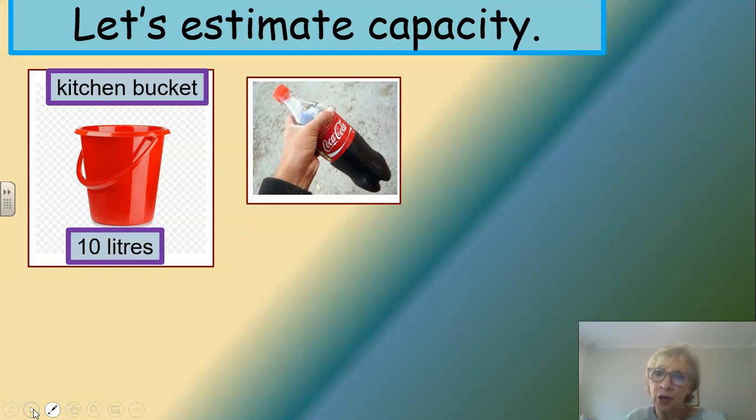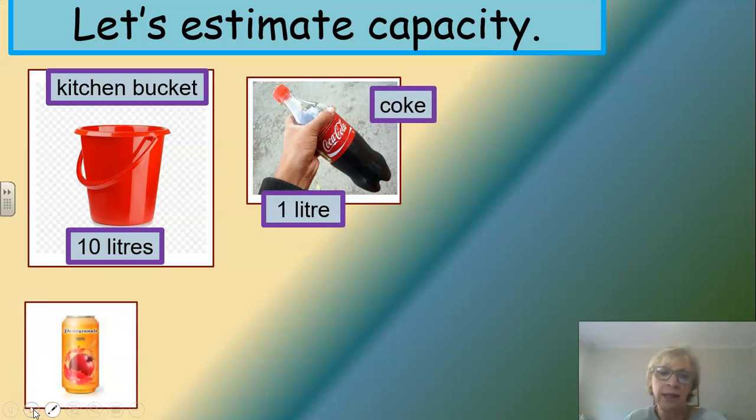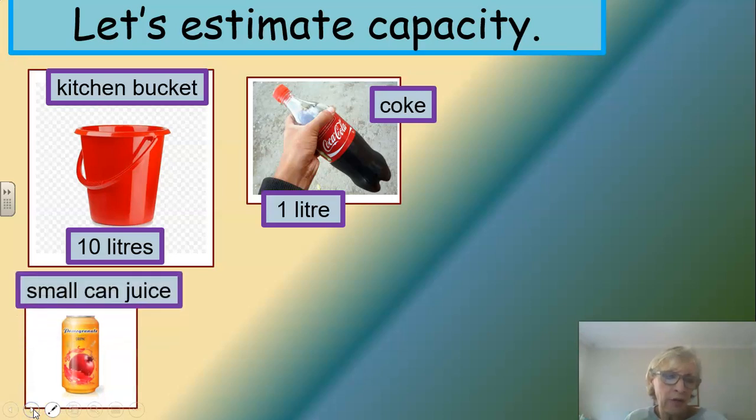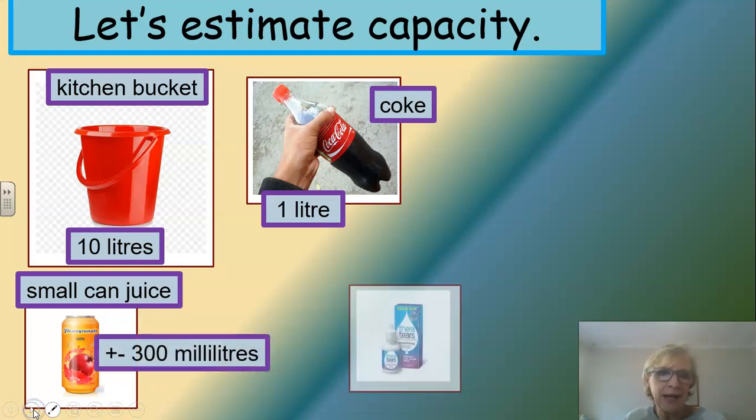Now there's a Coke bottle, but it's not your big 2 liter Coke bottle, because you wouldn't be able to hold it like that. It would be much bigger. So that is a 1 liter Coke bottle. Okay, so 10 of those would fit into 1 bucket. And there we have your small can of juice. And generally, your small cans of juice or Coke usually have plus minus 300 milliliters in there.